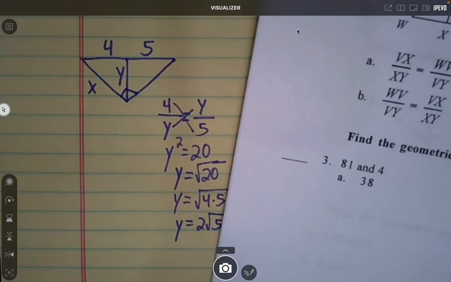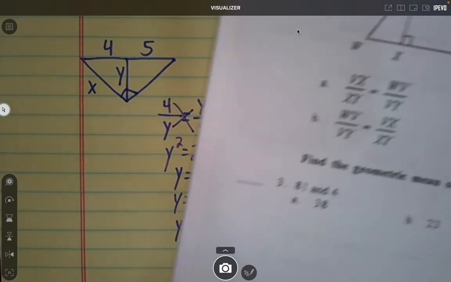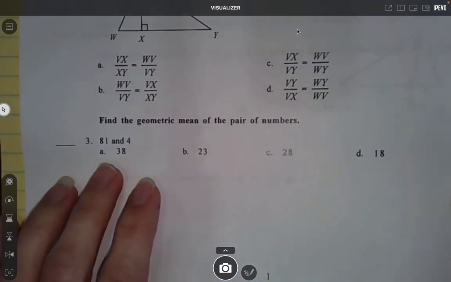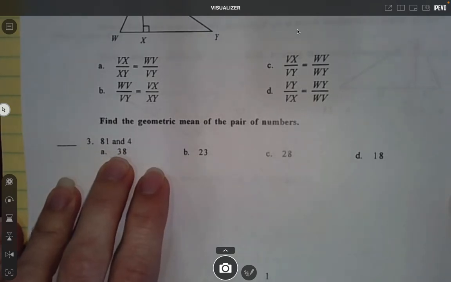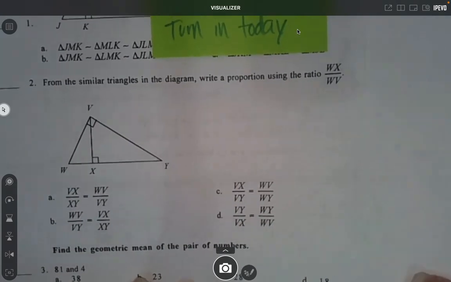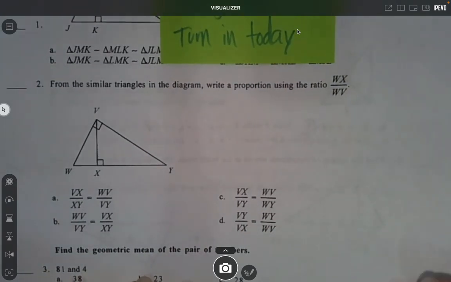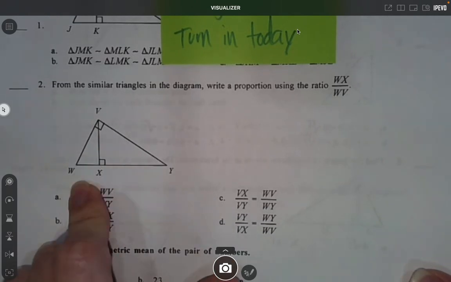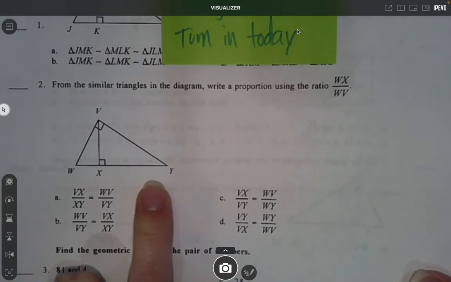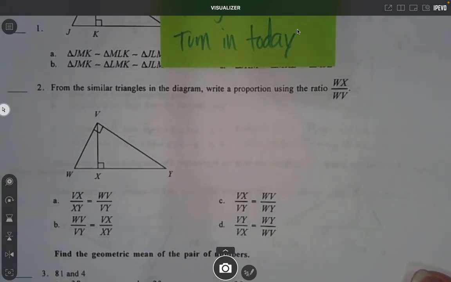Okay. 10 more minutes. This one is just a geometric mean. So what do you do? Multiply and square root it. Okay? And pick your answer. This one just wants you to match WX over WV. What's the short side and the hypotenuse in the other triangle? It just wants you to match which one goes with it, okay? That was kind of like what we did at the beginning.